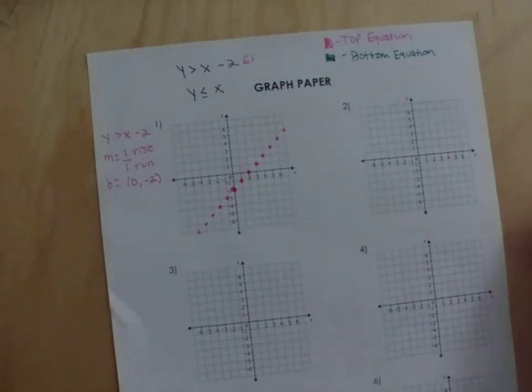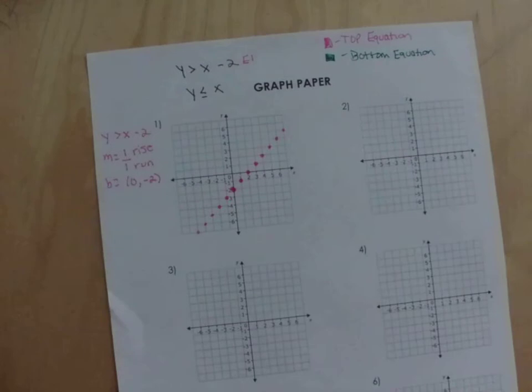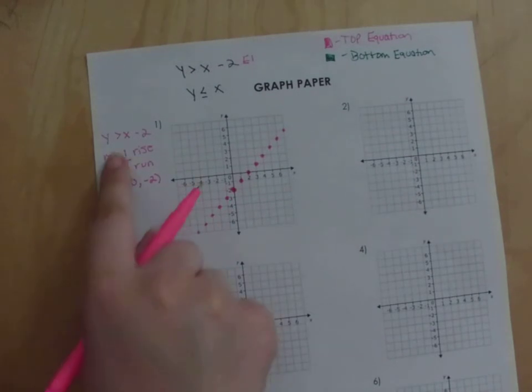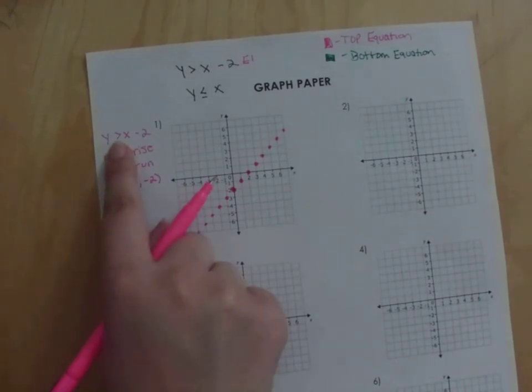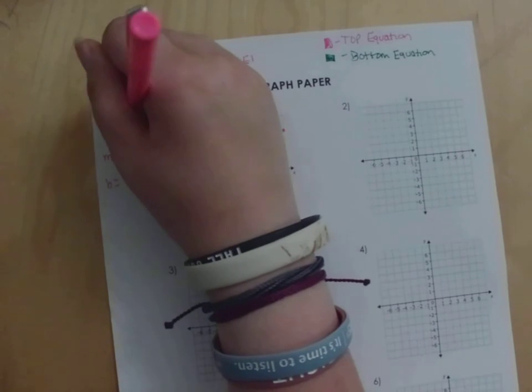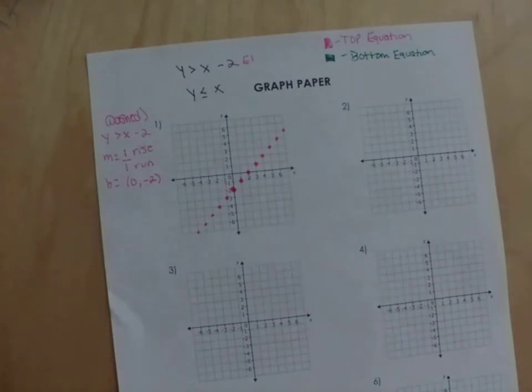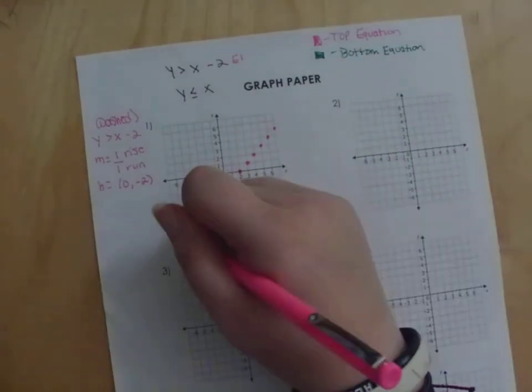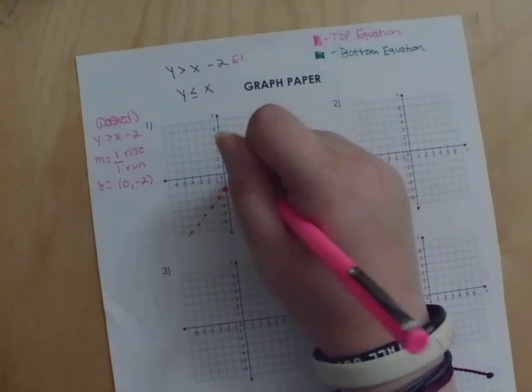So before we go and we draw our line through these points, we need to figure out, is it solid or is it dashed? Well, that comes from our inequality symbol. Would this be an open circle or a closed circle? In this case, this would be an open circle because we don't have an equal to underneath it. So that means this is going to be a dashed line. So I'm going to dash through my points here.